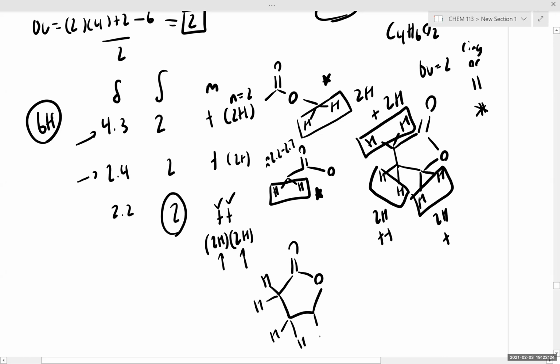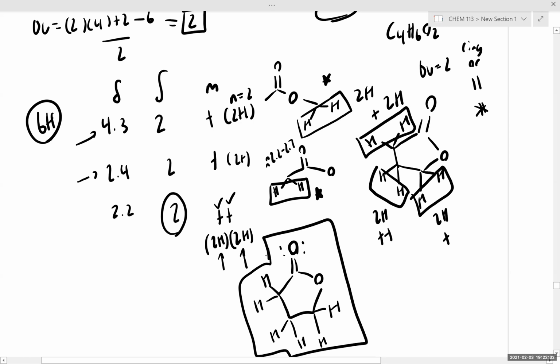So often the way to deductively prove or deductively support that you have a given structure is by thinking, well, if I had this alternative, would I see the right signals? Does that make sense to everyone? Does this example make sense as we work through it together?